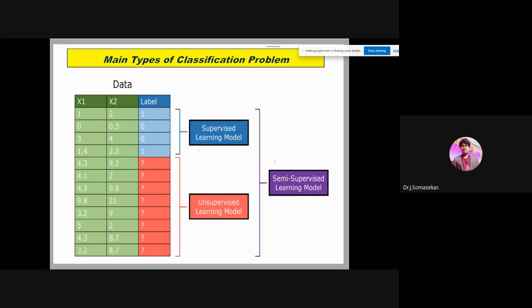In supervised learning, we have labeled data. That means we have the symptoms of the patient as well as the disease, whether the person is positive or negative. So this is called a supervised learning model. Based on that, we can make a model, and hence we can predict the future value.